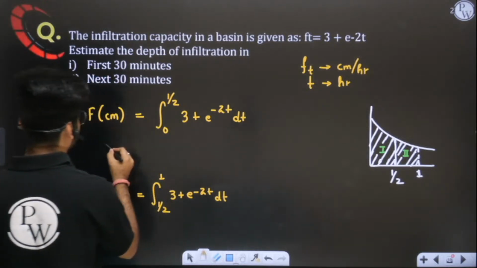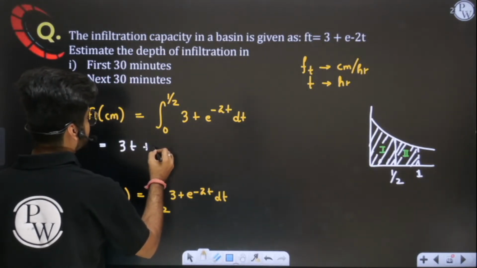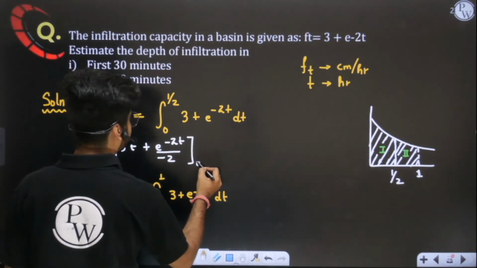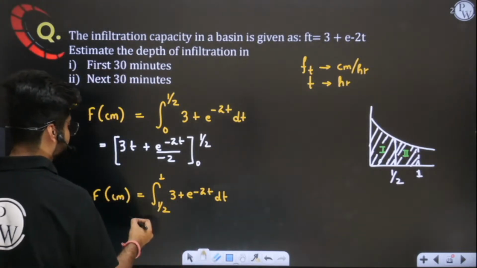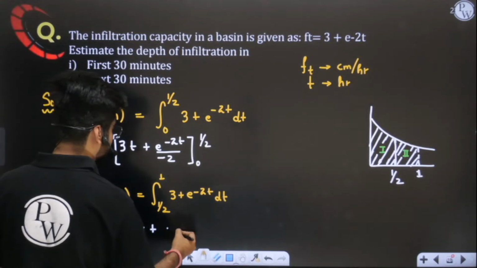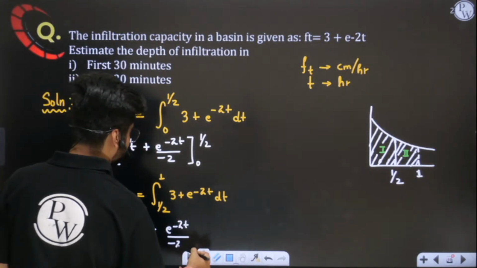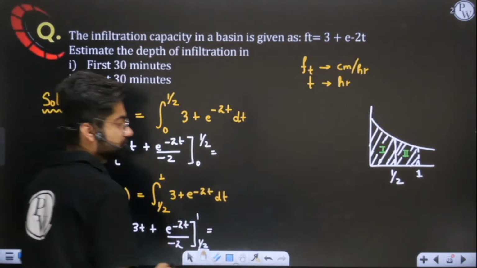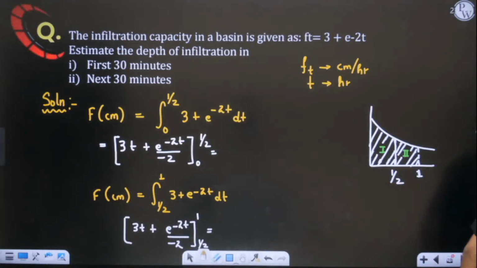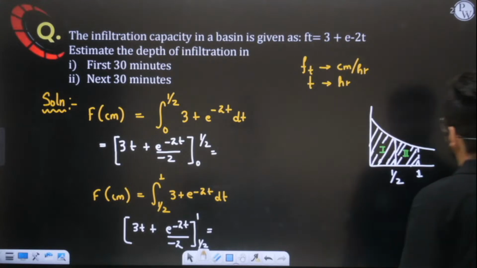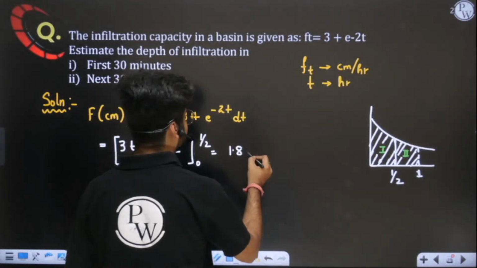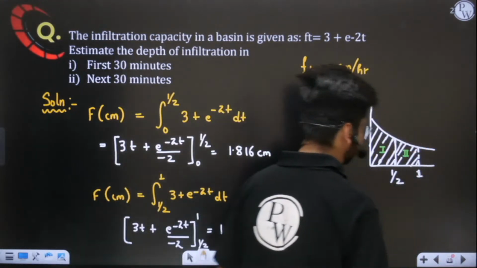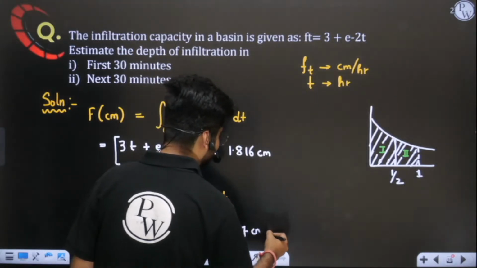So this will be equal to how much? This is 3t plus e power minus 2t upon minus 2. Put the limits, and here you have to put the limits. 3t plus e power minus 2t upon minus 2, half to 1. So what values are you getting here? 1.816 and the second answer is 1.617. Yes, you are right. 1.816 centimeter you are saying, and here you are saying 1.617 centimeter. Great, so this is perfect.